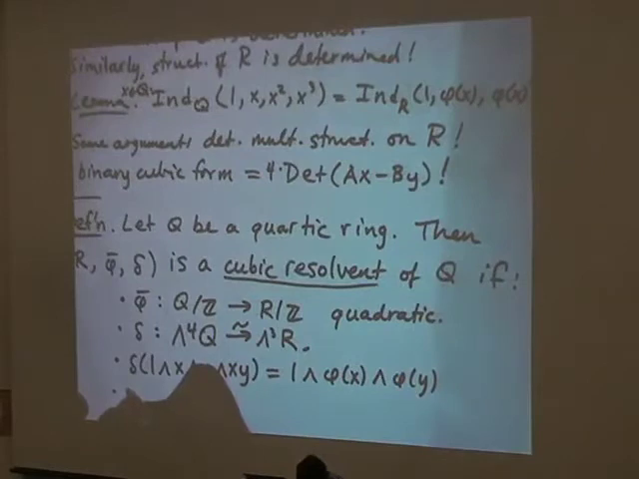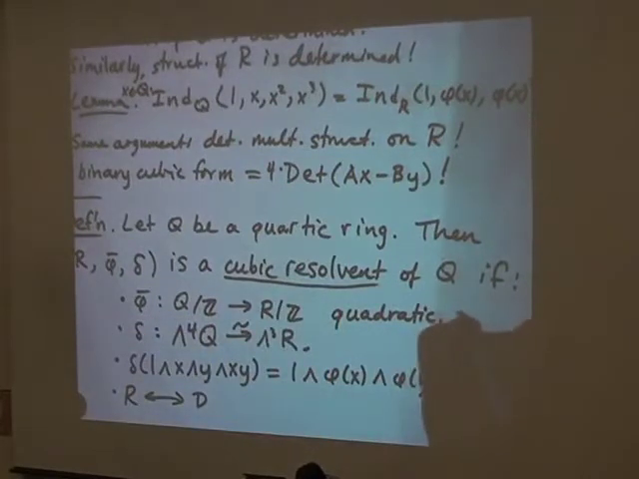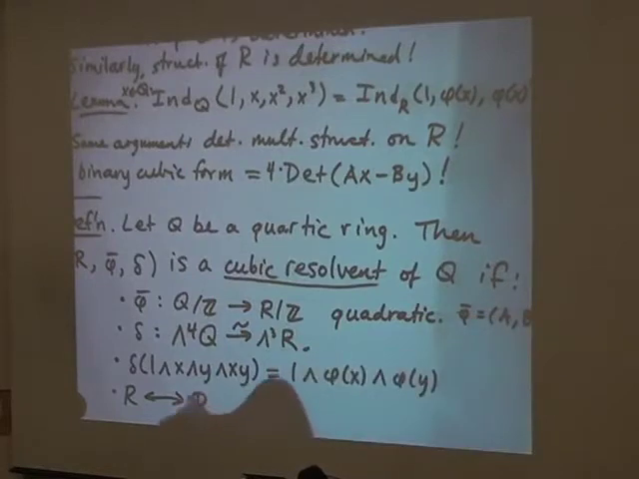And the last property is that R, under the Delone-Faddeev-Gan-Gross correspondence, actually corresponds to, so this is quadratic, so that means phi bar can be represented as an A, B pair of ternary quadratic forms, and we want R to actually be given by 4 times the determinant of AX minus BY.